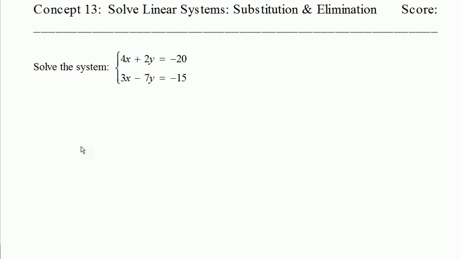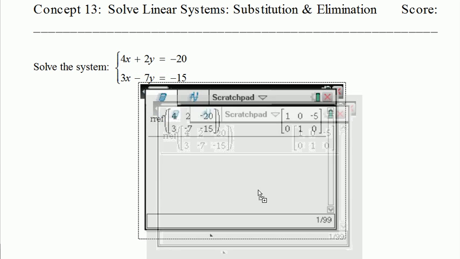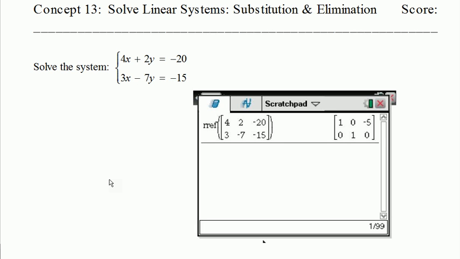Alright, in this problem we're asked to solve the system. And we've learned recently that the easiest, most efficient way to solve systems is with matrices. So all I'm going to do is pick up my calculator, go right to the scratch pad and put this in as a matrix. And I'll get the answers right here in my answer matrix.